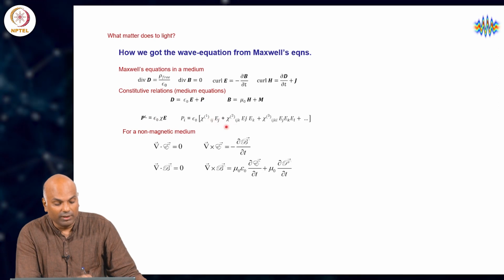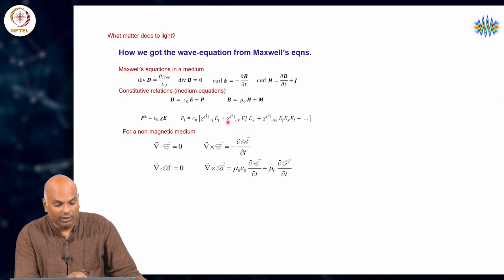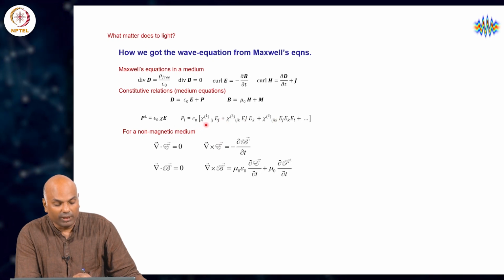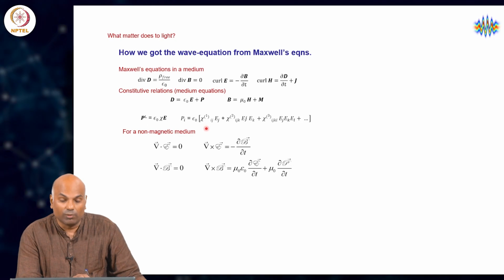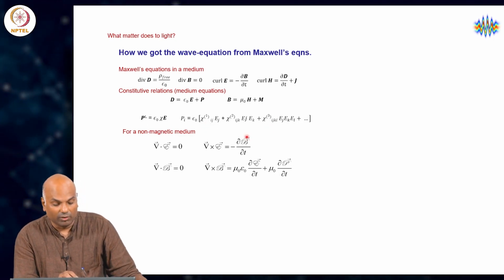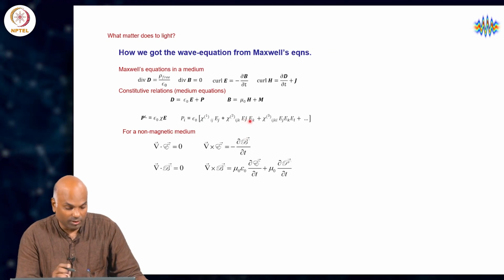So, it is linear in the field, quadratic, cubic, and so on, but then we must realize that the coefficients of expansion here should be tensorial quantities. This is a second rank, third rank, or a fourth rank tensor. Okay, the j here should be a subscript, please note the typo.